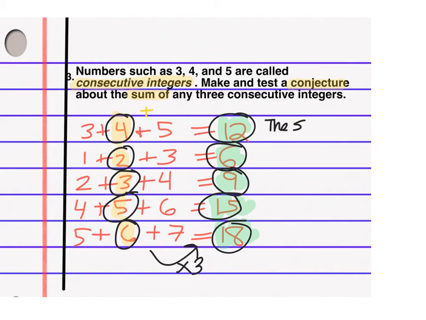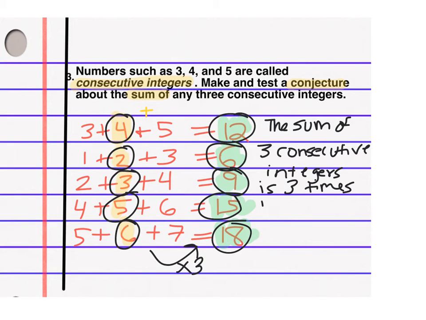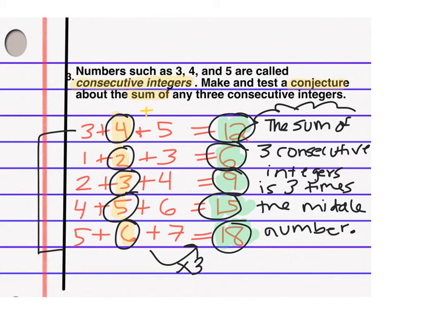The sum of 3 consecutive integers is 3 times the middle number. And if you don't believe me, you can try out other numbers, bigger numbers in the 20s or 30s, okay? But this, we used inductive reasoning. We did specific examples to find a pattern, to come up with a general pattern. So that is inductive reasoning.